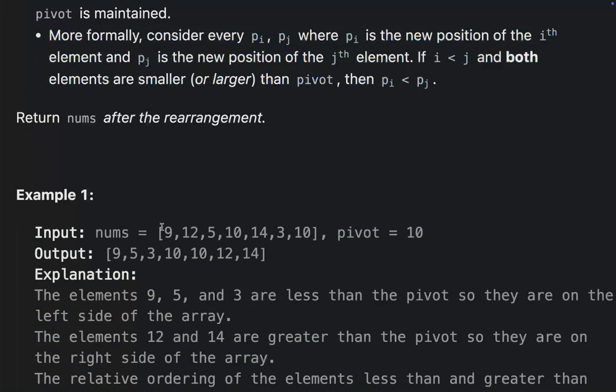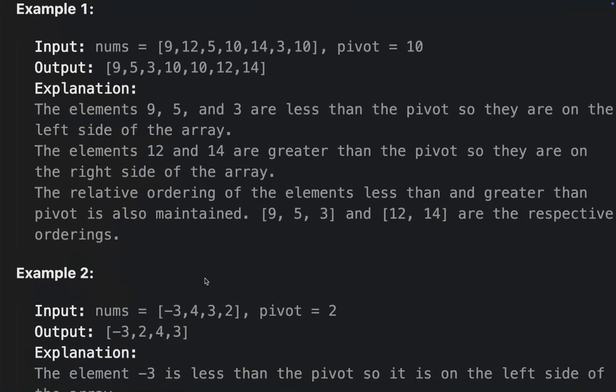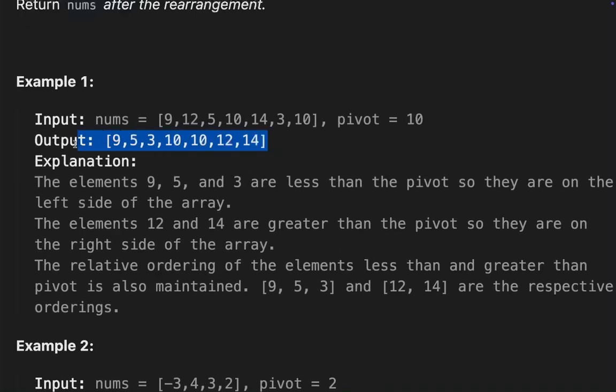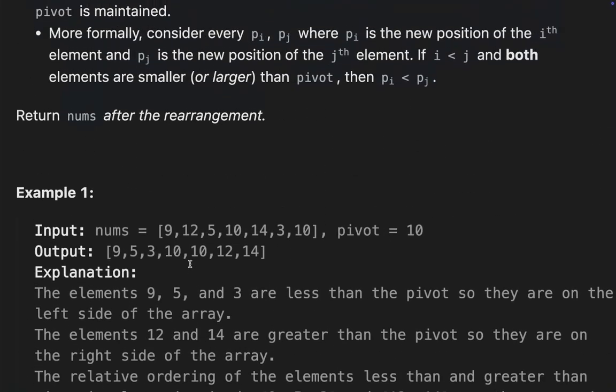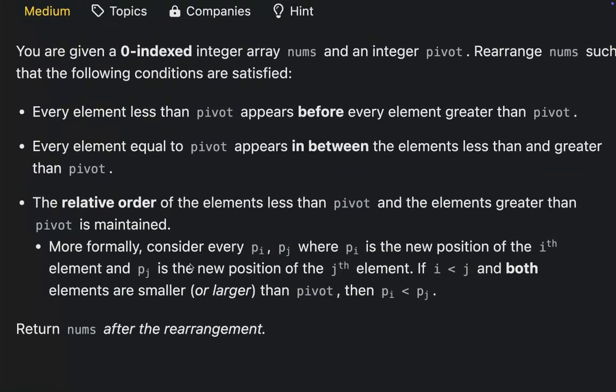So if this is an array, first we have 9, then we have 5, then we have 3, then we have all the tens. After that we have 14, then we have 12. So this is our answer. In the second example, minus 3 comes first, then we have 2. After that we got 4, we got 3 from the ending, then we got 4 from the ending. So that's how this will work.